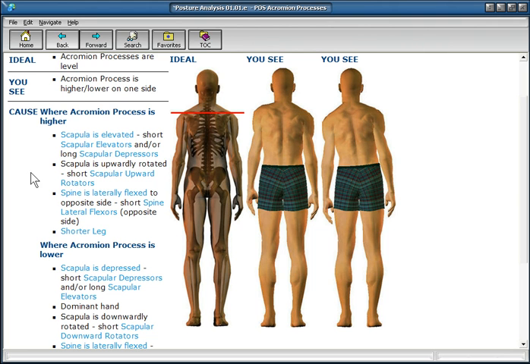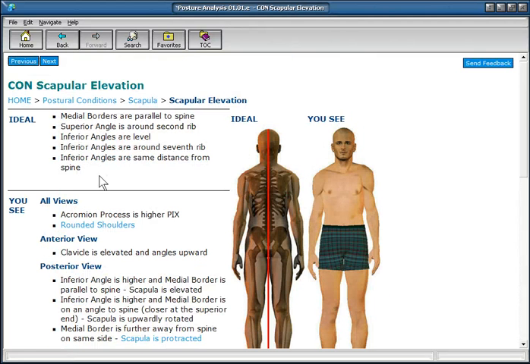The other thing we can look at, the scapula is elevated, and if I go with the mouse over, it says condition scapular elevation. So let's click on that. If we go there, well, it tells us we're looking at the condition here. The condition is scapular elevation, ideal.